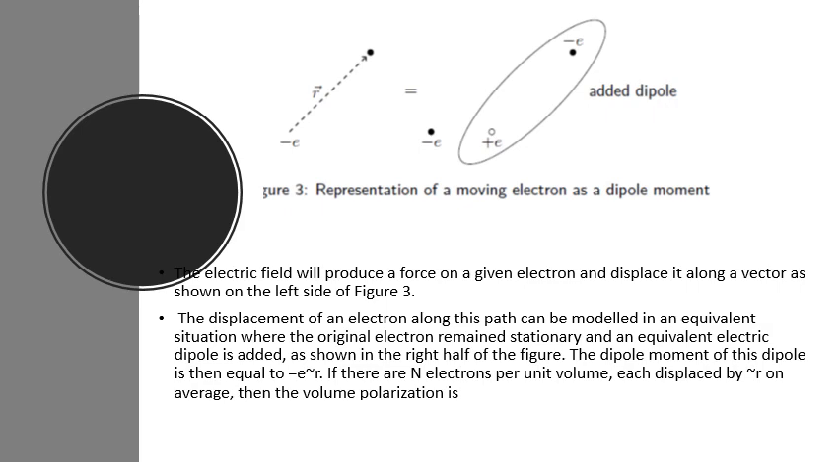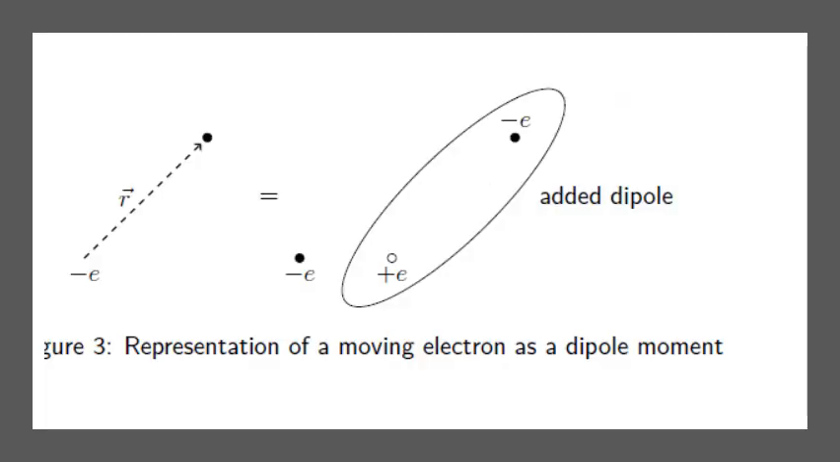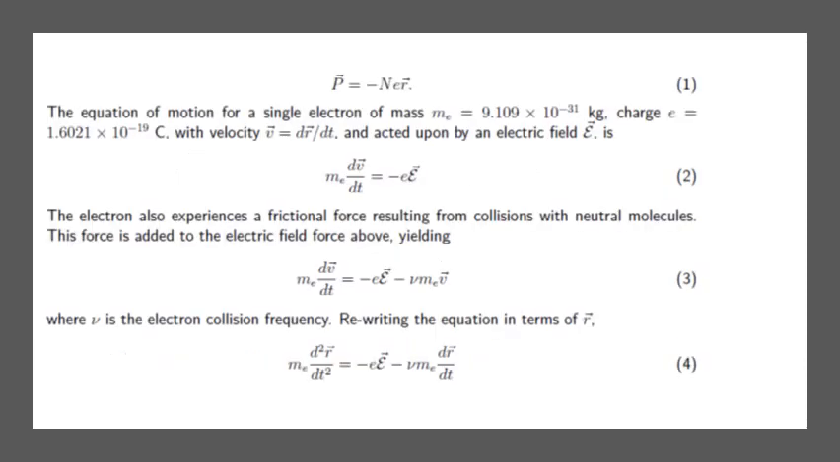Now, if there are N electrons per unit volume displaced by r on average, then the volume polarization can be calculated and is given in the next slide. If we know the dipole moment and the number of atoms there, then we can calculate the polarization, which is equal to N e r. This is the equation of motion for a single particle of mass m and velocity v, which is equal to dr over dt. If it is acted on by the field, this can be written as m dv/dt equals minus eE.